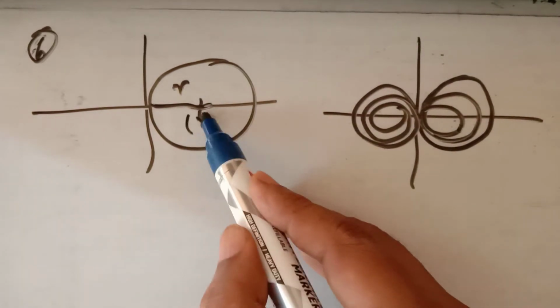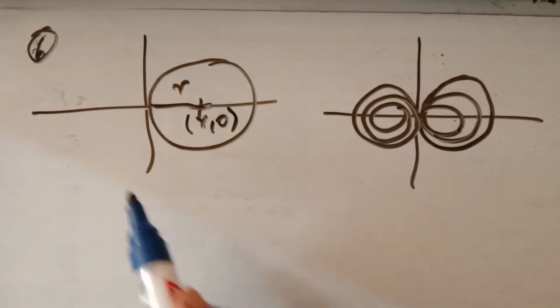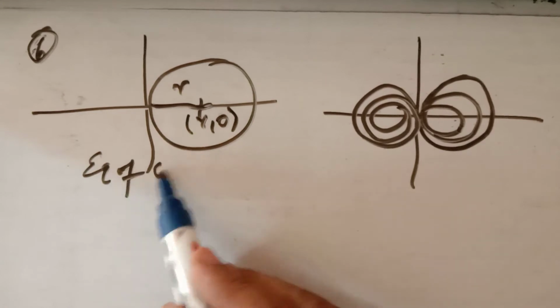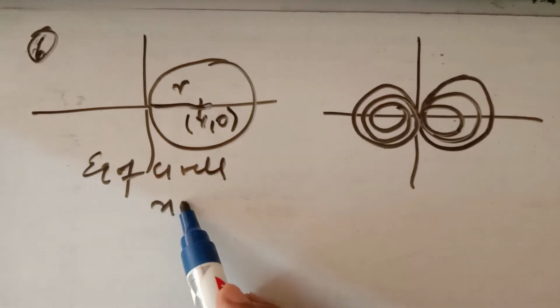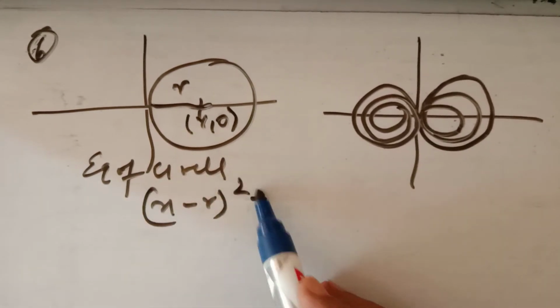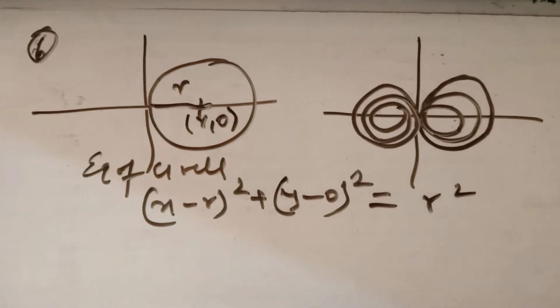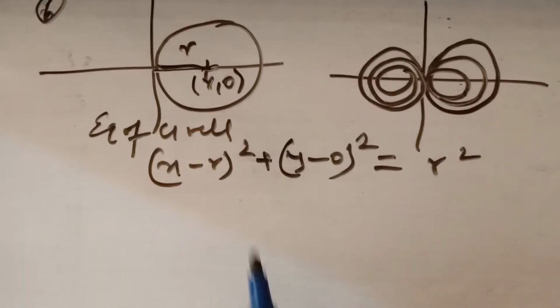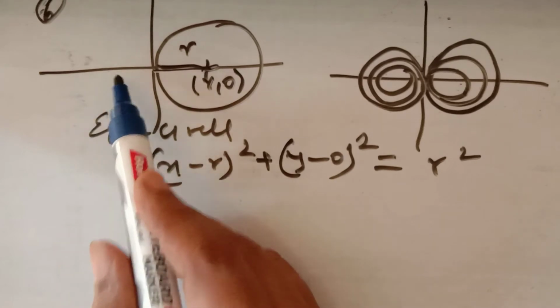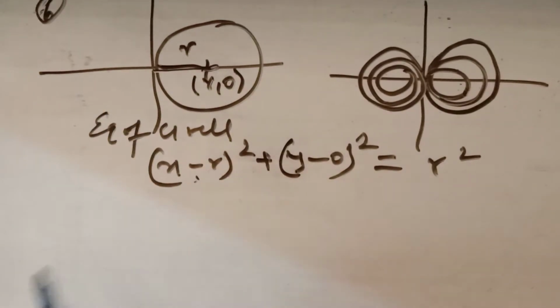Then the coordinates of the center will be (r, 0). So the equation of the circle is (x minus r) whole square plus (y minus 0) whole square is equal to r square. Let the radius of the circle be r. You have to let it. The center can also be (minus r, 0), so it can be plus as well.